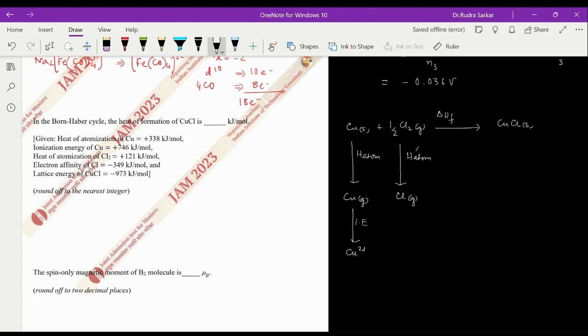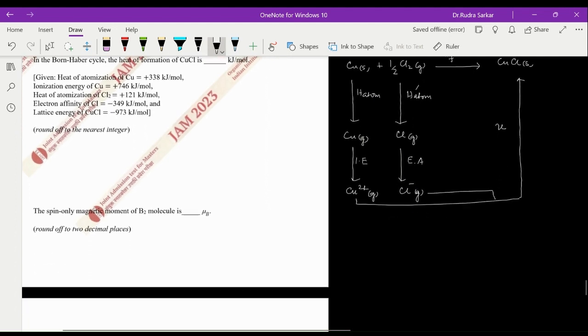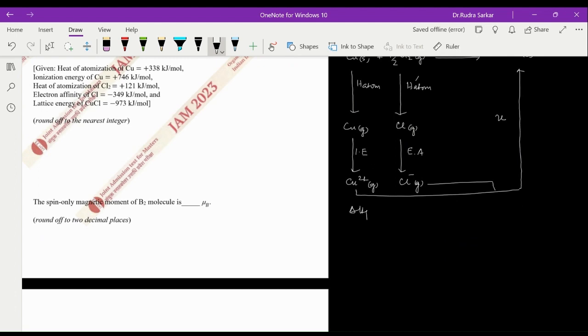And now the ionization energy should be written as only IE. That gives us Cu2+ gas. And then we can write electron affinity, that is EA. So that is Cl minus gas. And combining these two, we are going to have what we call the lattice energy U. So now if we add up all this, then delta HF should be H atom plus H prime atom plus IE plus EA plus U.